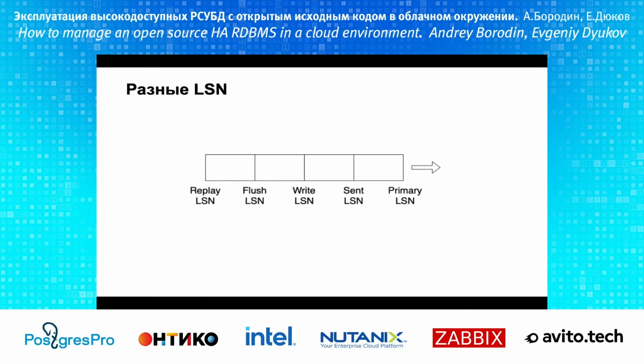To simplify, we can show changes of LSN in this way on the slide. Primary increases its position and sends val to the replica, this is the set LSN. The replica writes val to disk, this is the write LSN. It synchronizes the record, this is the flush LSN. And finally, the replica replays val, advancing the replay LSN.